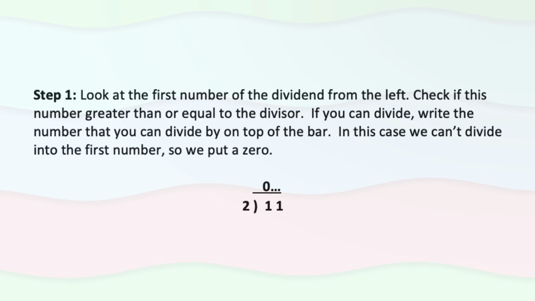Step 1. Look at the first number of the dividend from the left. Check if this number is greater than or equal to the divisor. If you can divide, write the number that you can divide by on top of the bar. In this case, we can't divide into the first number, so we put a 0.